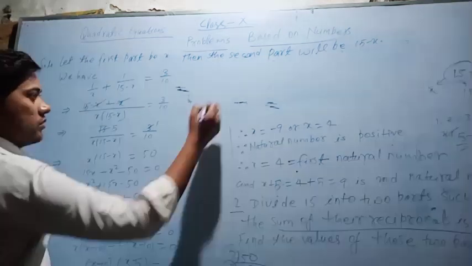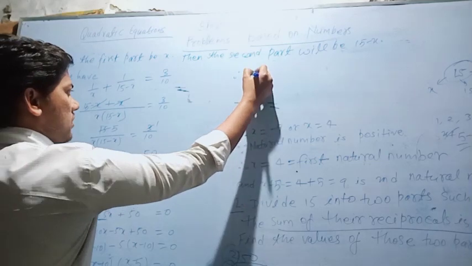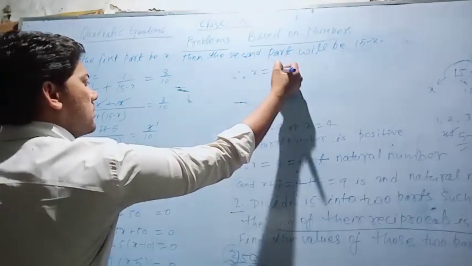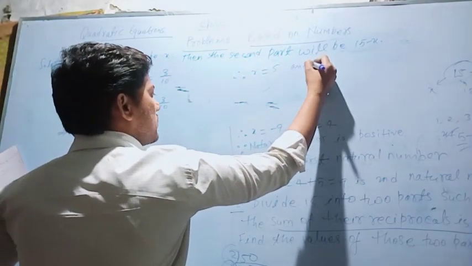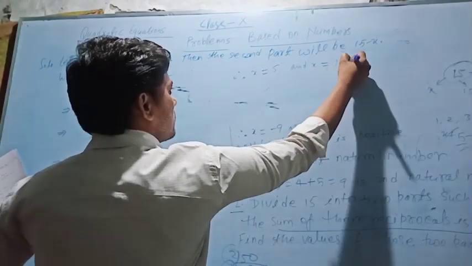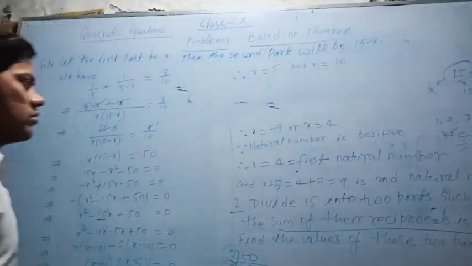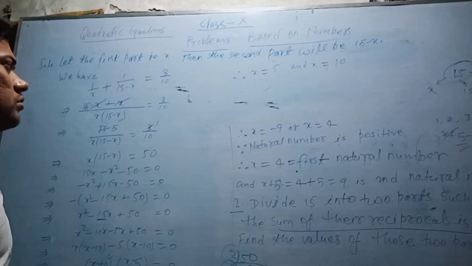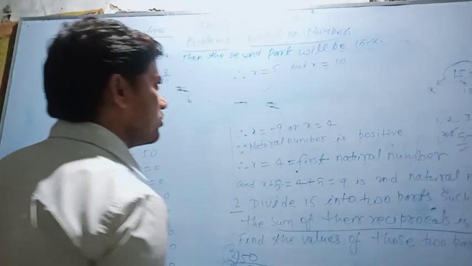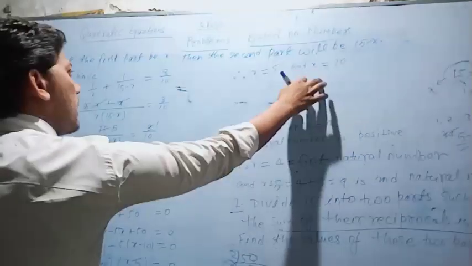Therefore x is equal to 5 and x is equal to 10. Find the values of those two parts. So those two parts are 5 and 10.